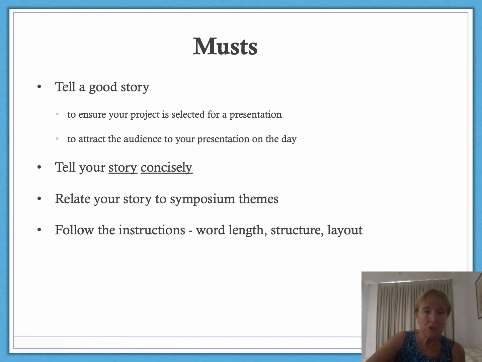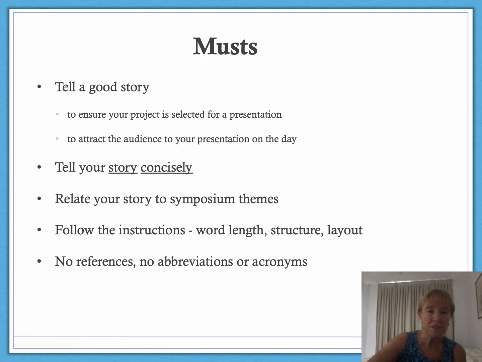What's also important is follow the instructions for the abstract. Look at what the word length is, look at the structure that's required and the layout, and make sure that you follow it to the letter. Otherwise, your abstract could be deemed as ineligible before it's even been read. So follow the instructions. And as part of those instructions, you have no references, no abbreviations or acronyms.